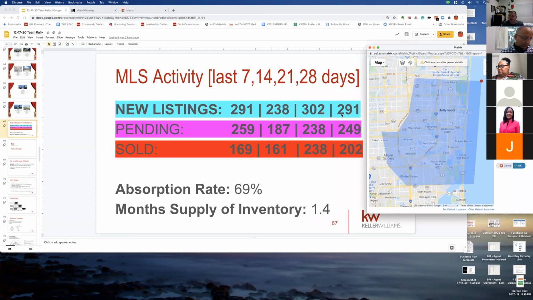So in this area, in the last week, there are 291 listings, actual listings for sale. In the last 30 days, 202 closed. So for us to see what's absorbed, we want to take what's sold and divide it by what's active. And it shows what is absorbed. And that is a 69% absorption rate.